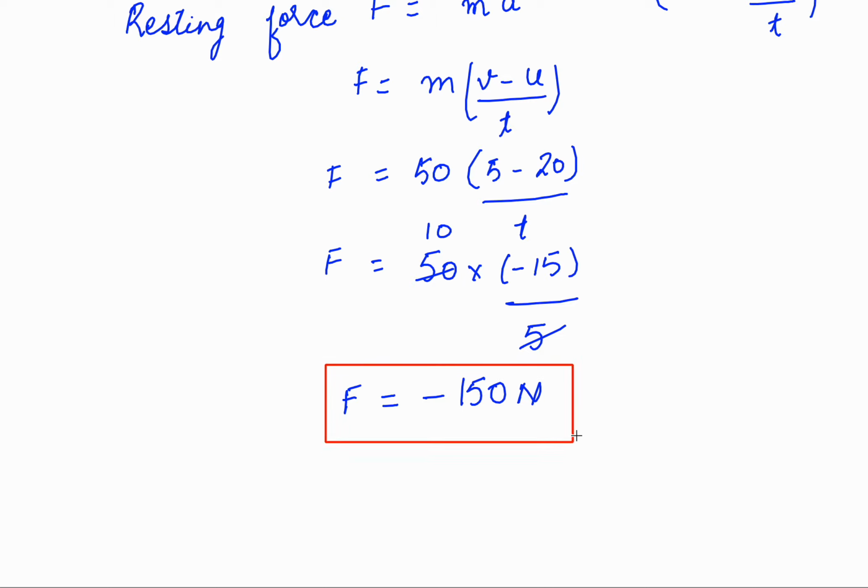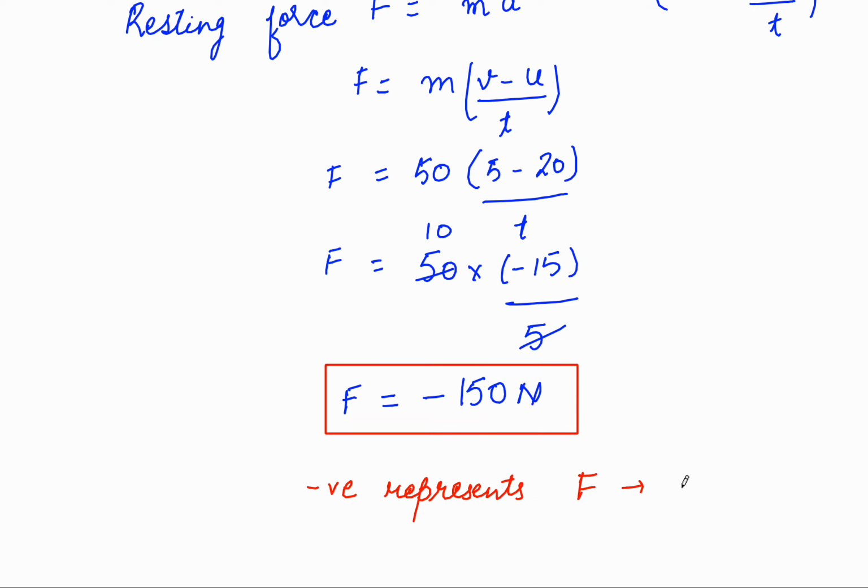If you can see the minus sign over here, this negative sign represents that you will have to apply force in the opposite direction of motion. If the force you are applying is in the backward direction, then the velocity will be in the forward direction, and vice versa. If the velocity is in the backward direction, or you can say to the left hand side, then you will have to apply force on the right hand side.